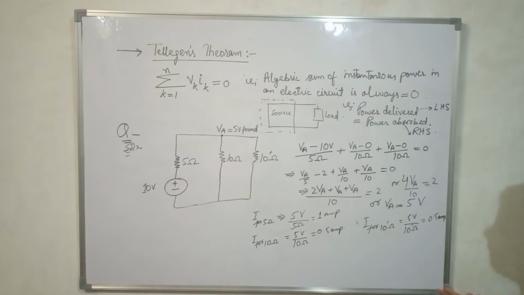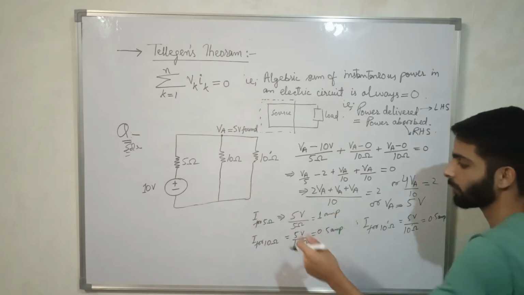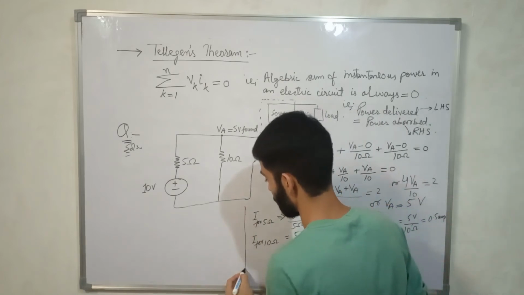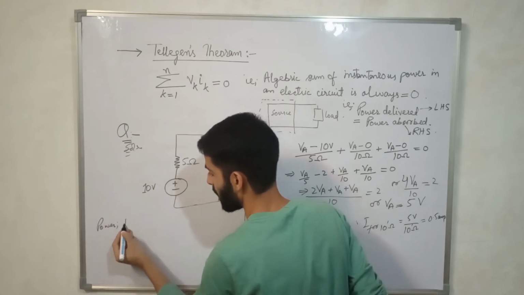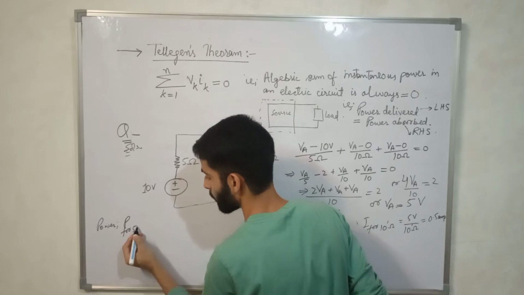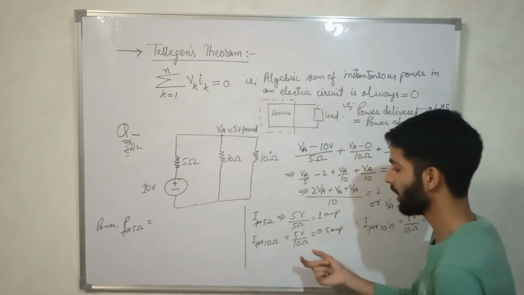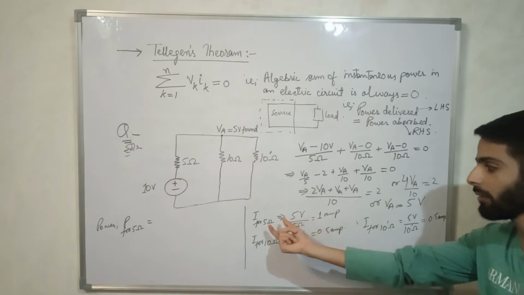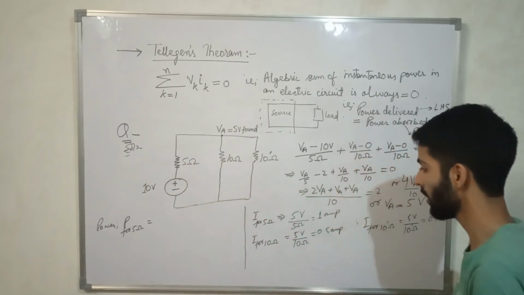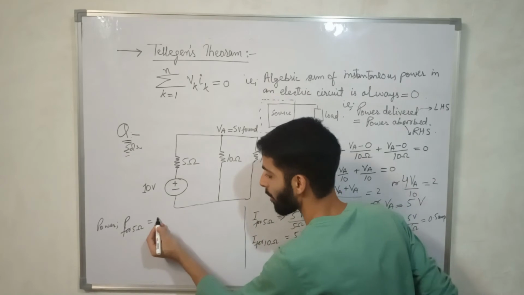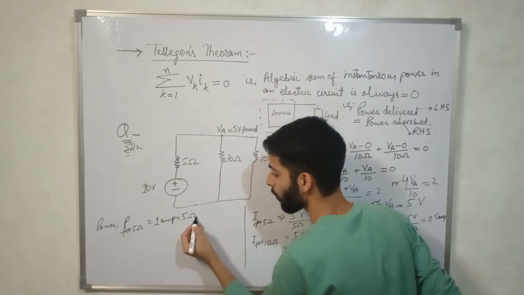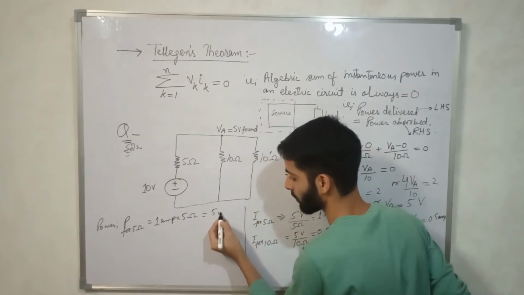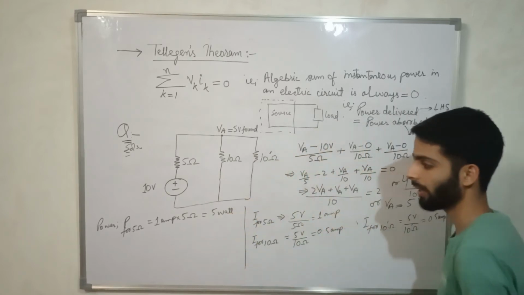So now we shall find the powers. We have the currents. Power for the 5 ohm will be the current for the 5 ohm into the resistance, 1 ampere into 1 ampere into 5 ohm, 5 watt.